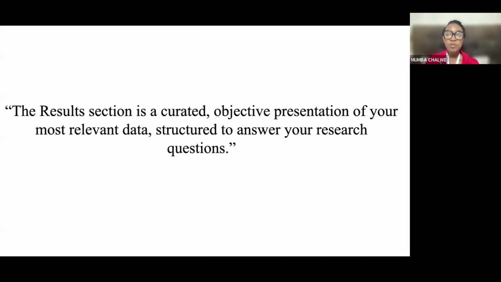So this is part 1 of our discussion. The results section is basically curated, well thought out, objective, and it's presenting the most relevant data. And remember, when you're doing a study, you're collecting all this data. You've got your data collection tools. You've got all this data coming in, but you really need to tailor it and sift through and tell us what you found, how it answers your research question, or how it doesn't answer your research question. Actually, even negative findings are findings.